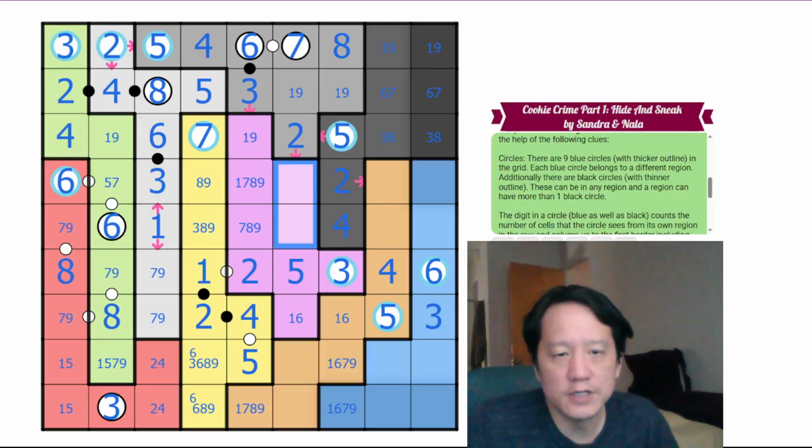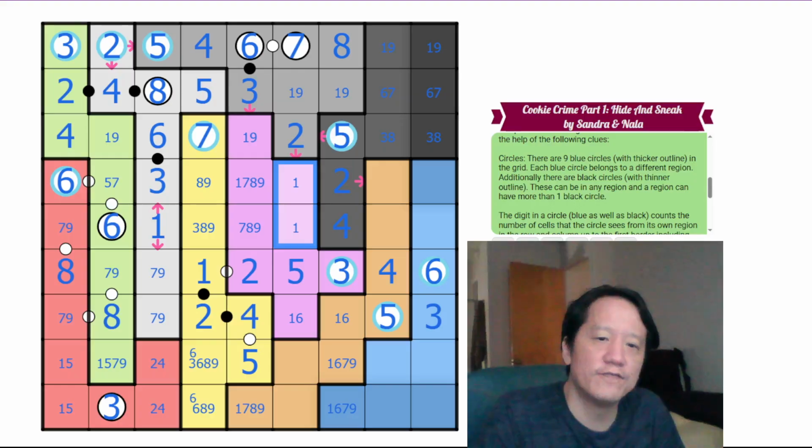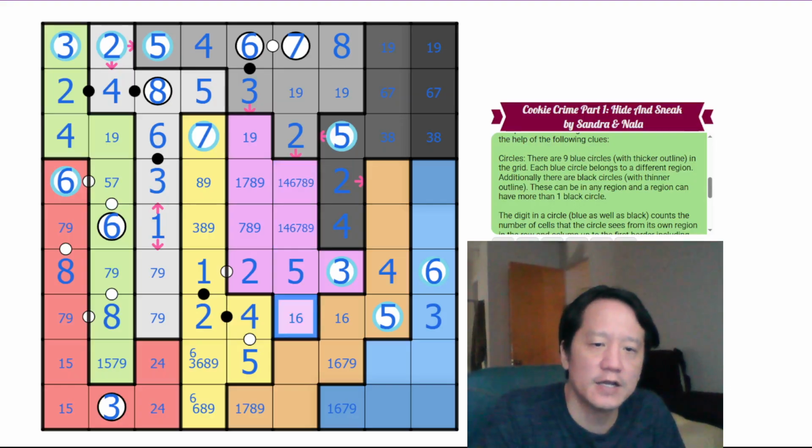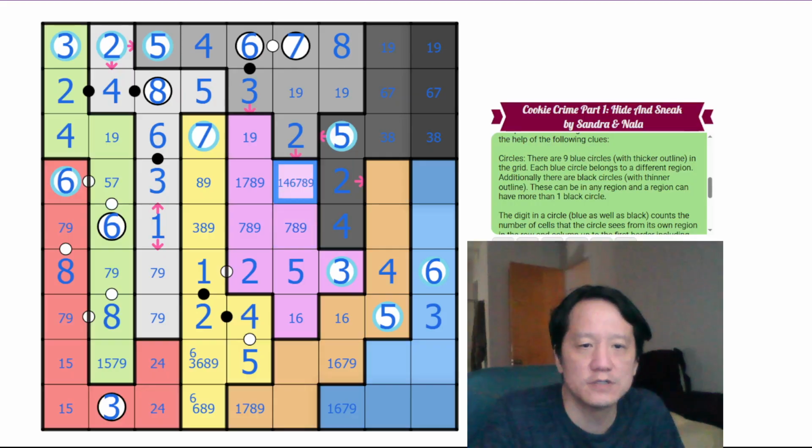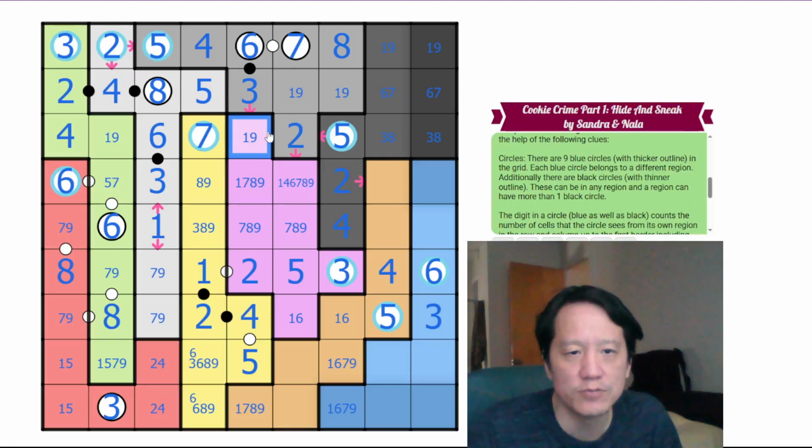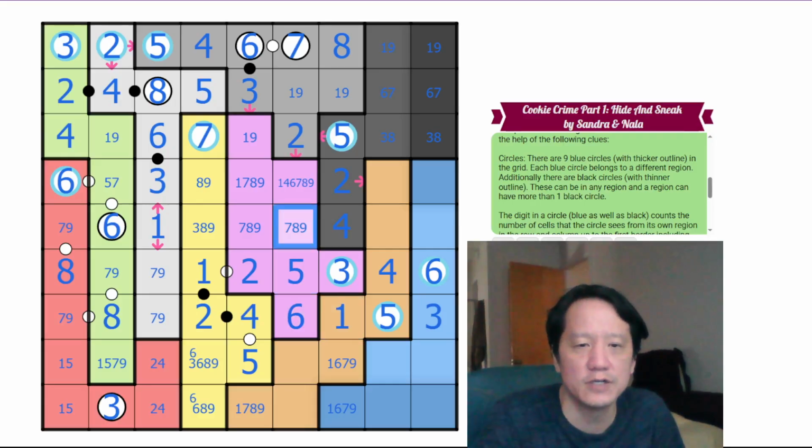Pink region needs 1, 4, 6, 7, 8, 9. This can't be 1, 4, or 6. So we have a 1, 7, 8, 9 quadruplet in the pink region, which eliminates 1, 7, 8, 9 in the rest of the pink region. This can't be 1, it's 6, which makes this 1. This can't be 1, 6, 7, 8, 9, so it's 4.